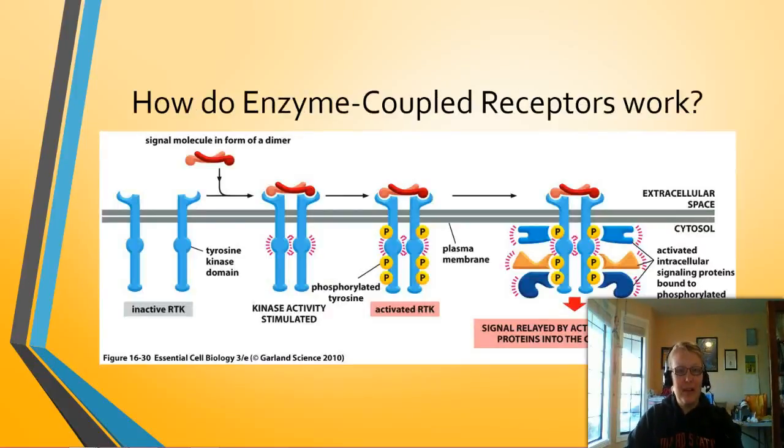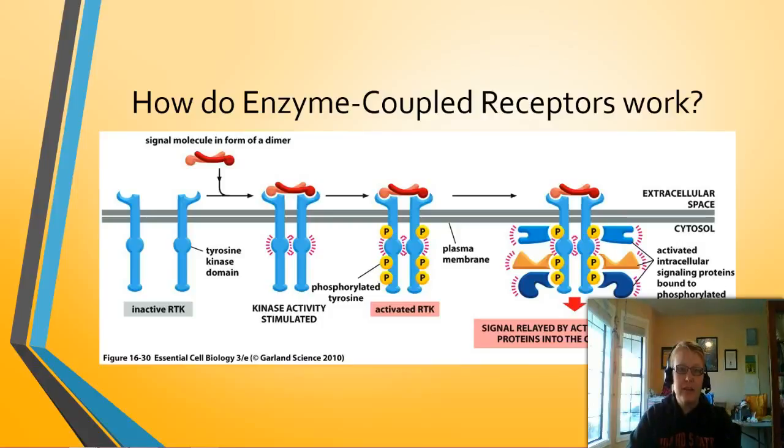So as I mentioned, enzyme-coupled receptors work by forming dimers. Now, they can be heterodimers or homodimers. They're not always specific, and it just depends on the specific enzyme that we're talking about. And as you can see here, we have some RTKs. What happens is they bind to their signal molecule, and they come together, forming this dimer.